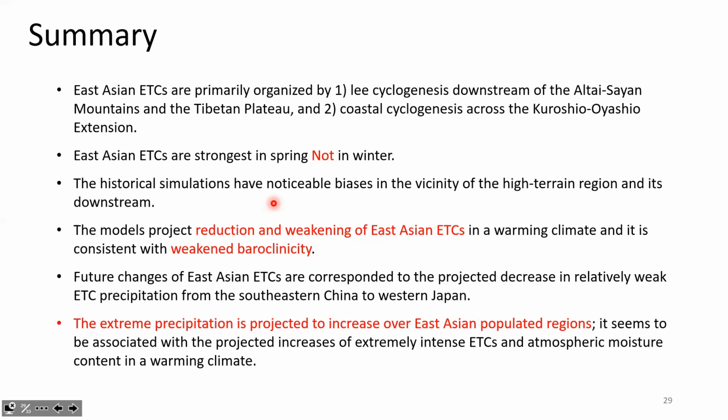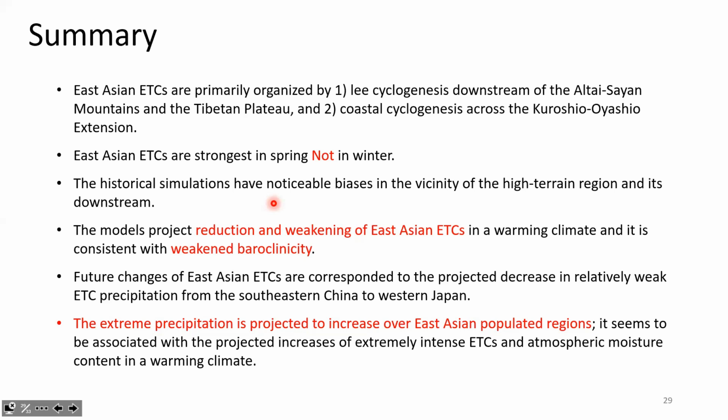And these East Asian cyclones are qualitatively simulated well in CMIP models, but there are some biases, especially overestimation near high terrain regions and their downstream, and underestimation over the ocean. And CMIP climate models project reduction and weakening of East Asian cyclones in a warming climate, and it seems to be related to weakened baroclinicity on their upstream.